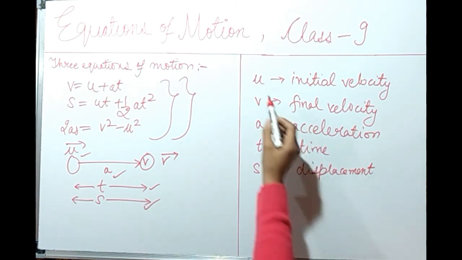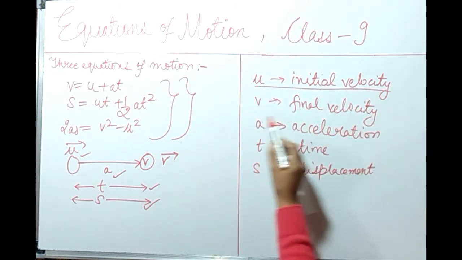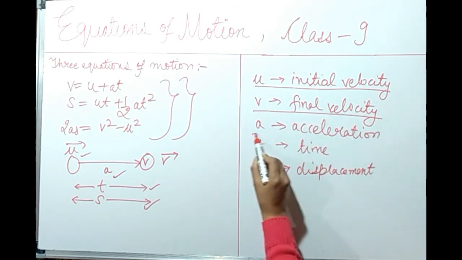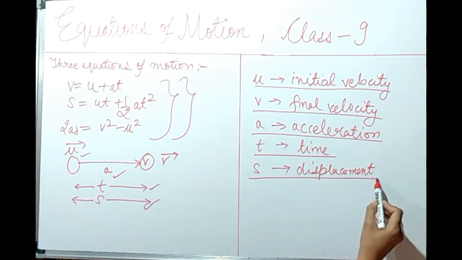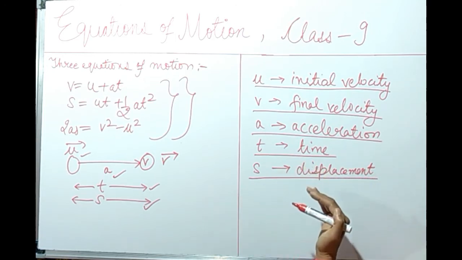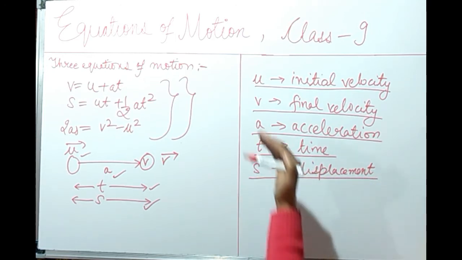Notations must be clear. u is for initial velocity, v is for final velocity, a is for acceleration, t is for time here, and s is for displacement. These notations must be clear. We will be using these notations directly.